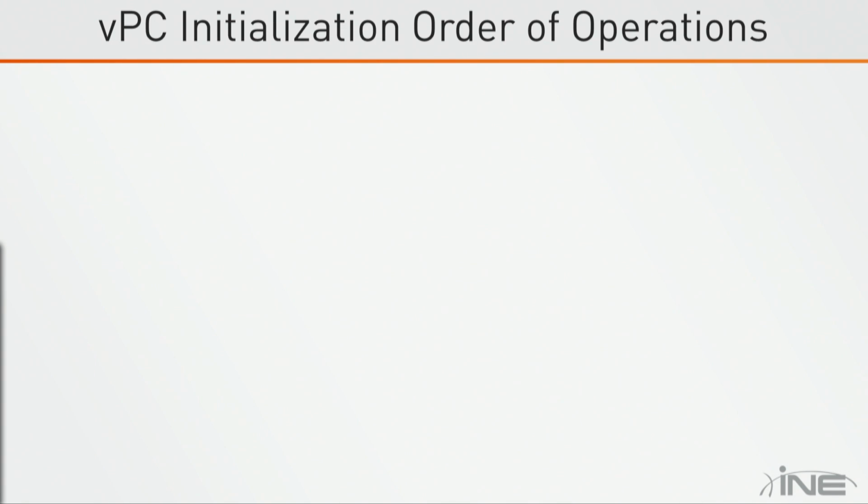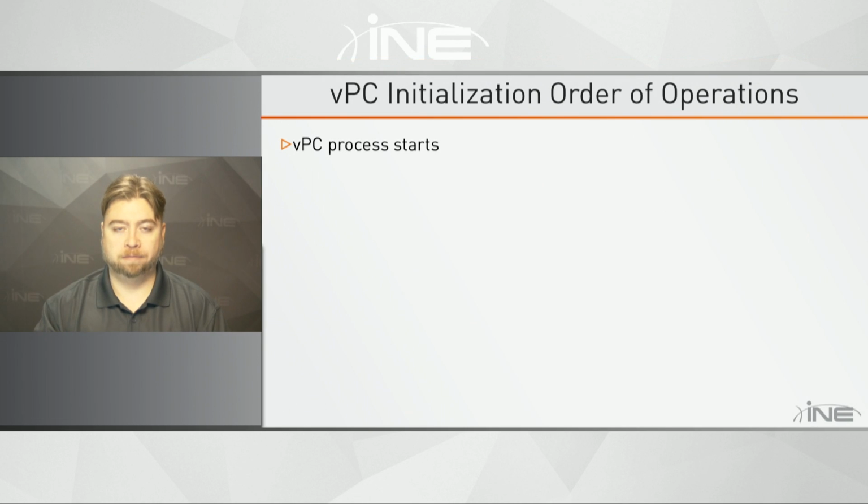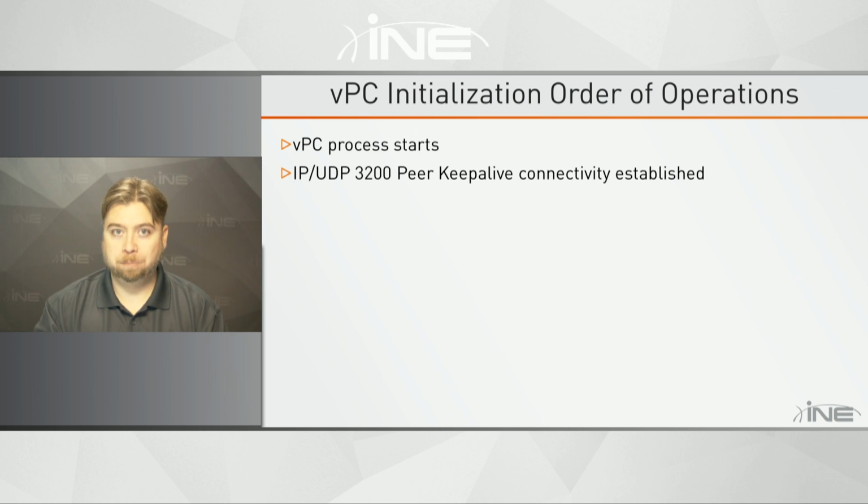Okay, so first let's review what we talked about with the basic configuration and the order of operations in which the vPC is supposed to initialize. First off, the vPC process is going to start, so we're globally saying feature vPC and the vPC domain number. We know that has to match between the vPC peers. We're then creating the vPC peer keep alive, which is a UDP packet at port 3200. It's a unicast from the address that we define under the vPC domain, so it's basically just a ping back and forth between the neighbors.